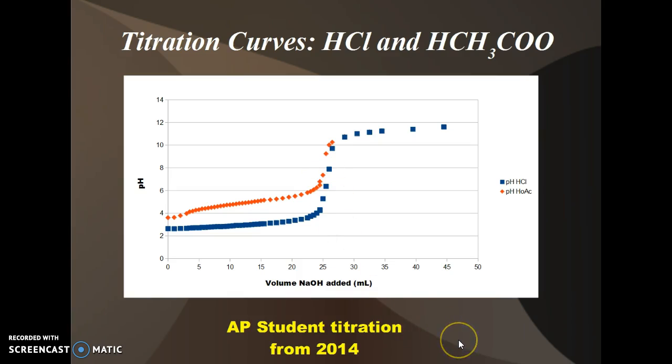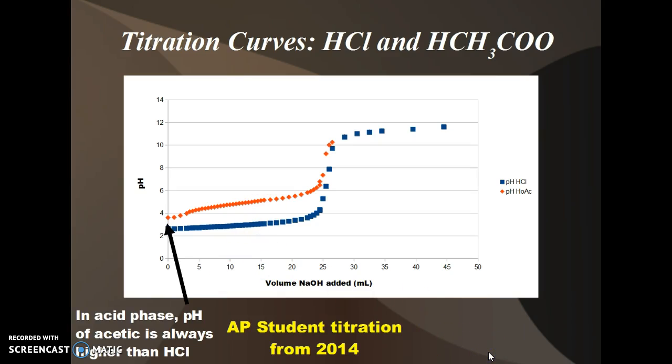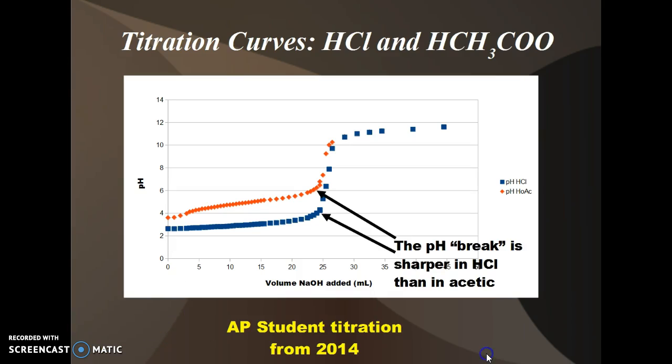You will notice that the pH of the hydrochloric acid titration starts off and remains below the pH of the acetic acid for the same volume of sodium hydroxide added. In the acid phase, the pH of the acetic is always higher than the hydrochloric.